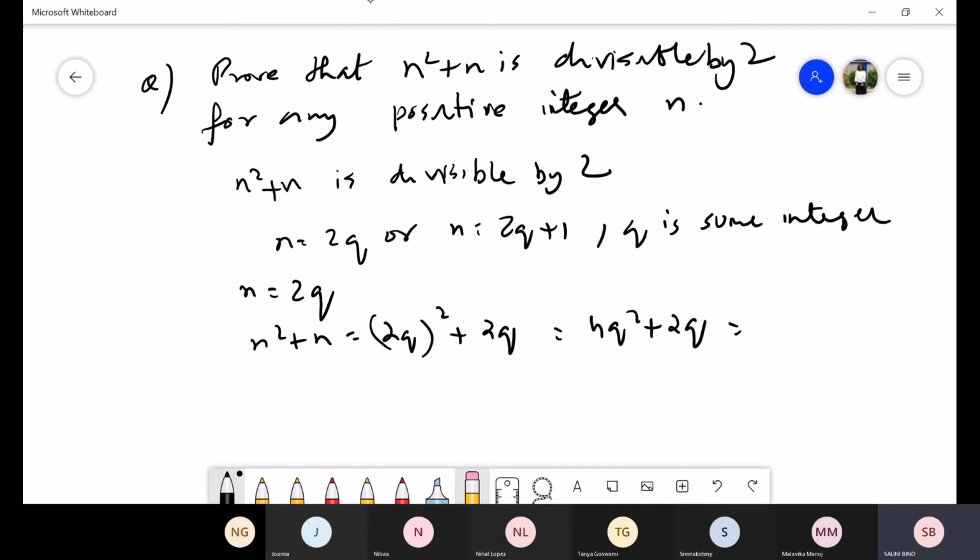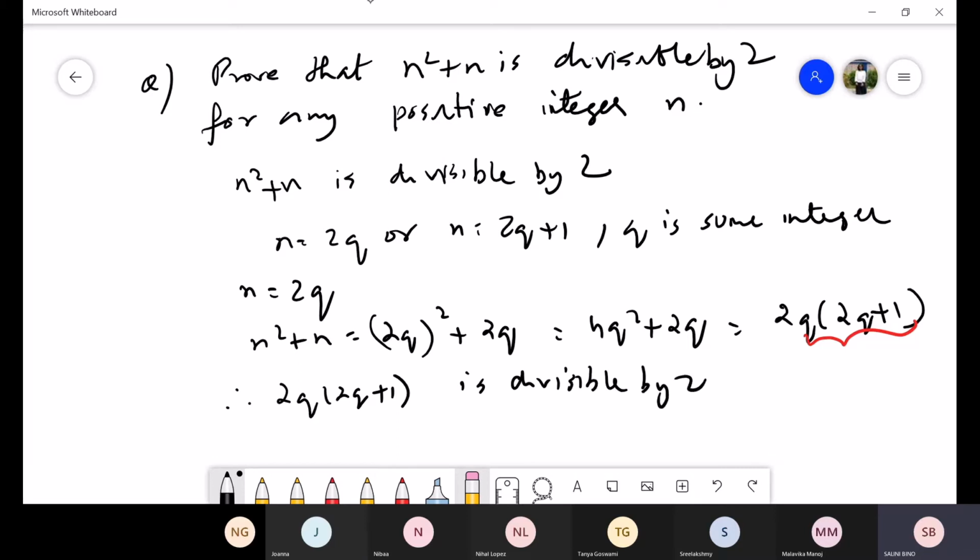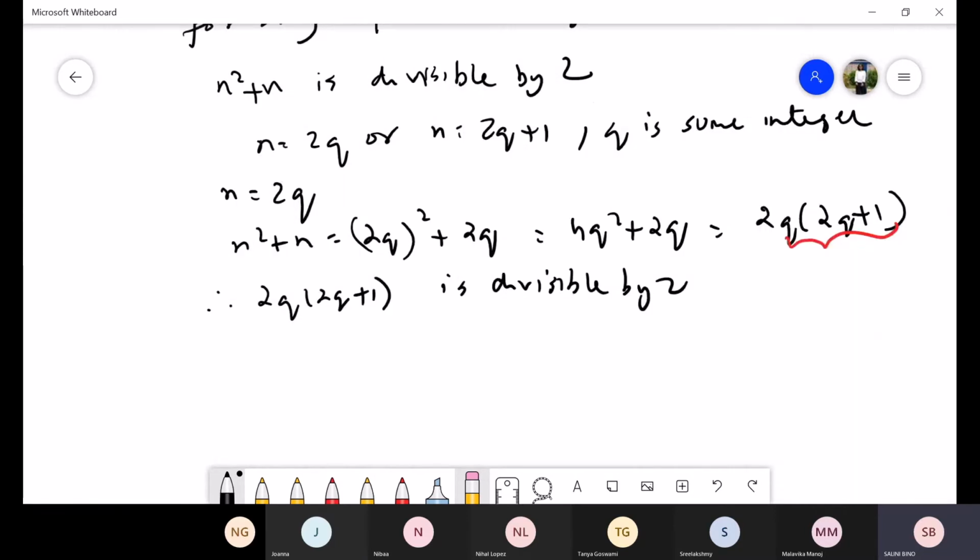Or I can take 2Q common factor so that I can write it as 2Q into 2Q plus 1. So 2 into something. That means definitely this is divisible by 2. Therefore 2Q into 2Q plus 1 is divisible by 2. Here you give it as case 1. The next case I will write as case 2, n equal to 2Q plus 1.